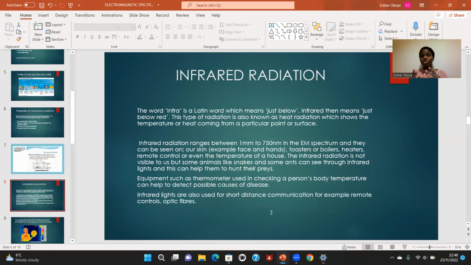Infrared lights are also used for short distance communication, for example, the remote control. When you're in front of your TV watching TV, you have to be within distance to be able to press the numbers, because if anything is obstructing the remote from the TV, it wouldn't work properly. So that's why we raise our hand or sometimes move position to make sure that we are within range, so that there's no obstruction for the infrared communication between our remote and the TV.